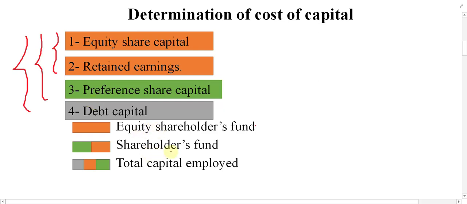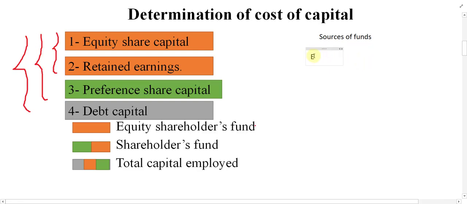If someone says shareholder fund, then you have to understand this is preference shareholder plus retained earning plus equity. If someone says equity shareholder fund, then you have to understand this is only point number one and point number two. So from financial management, you may know basically there are two sources of funds. How many sources of funds? Two sources of funds are there in the business. What are the two sources of funds?